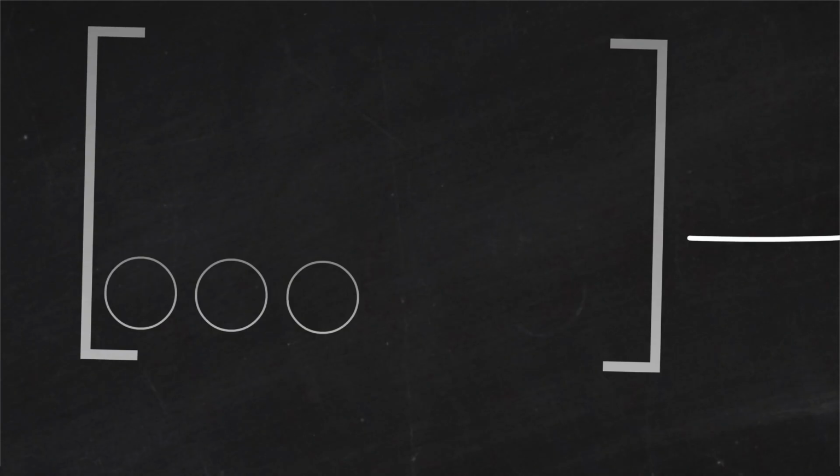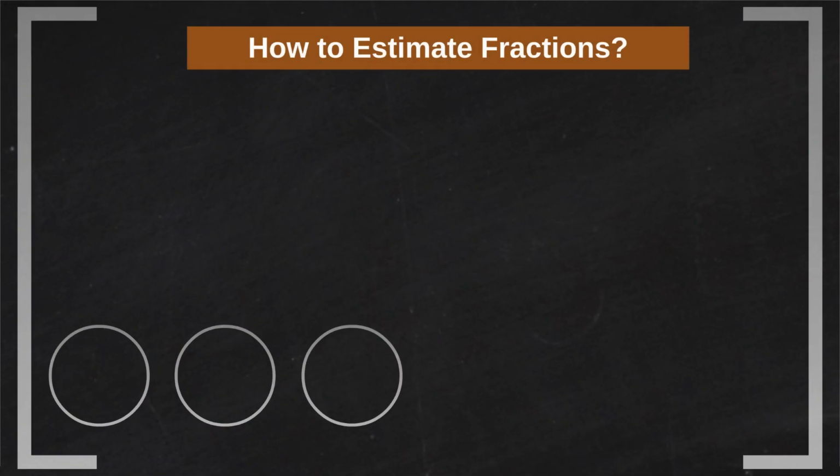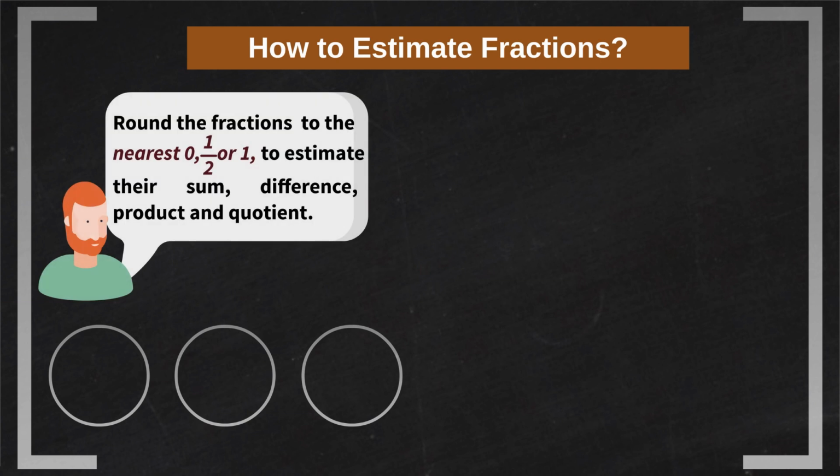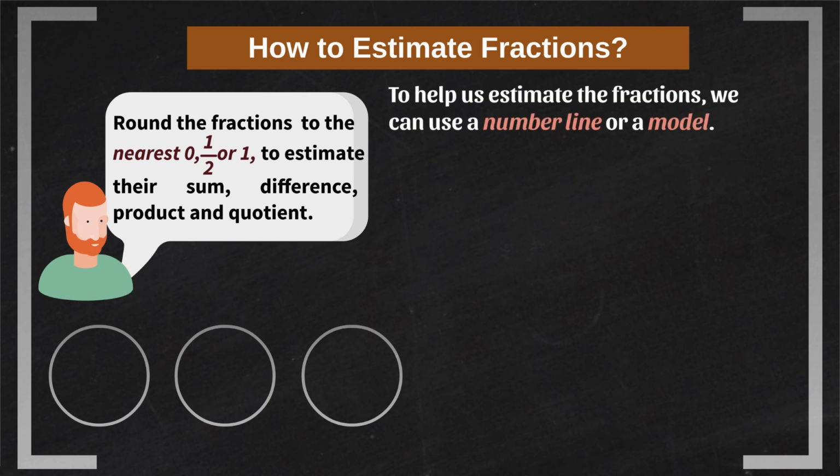Moving forward to the next topic, let's learn how to estimate fractions. Since we were able to estimate mixed numbers, this will be easy because the process is very similar. Just round the fractions to the nearest 0, 1/2, or 1 to estimate their sum, difference, product, and quotient. To help us estimate fractions easier, we can also use a number line or a model.